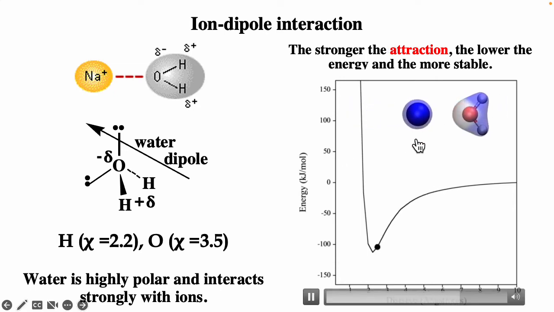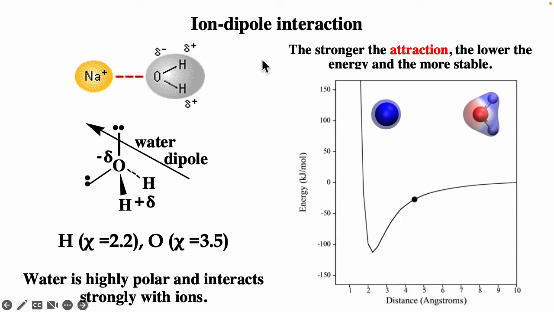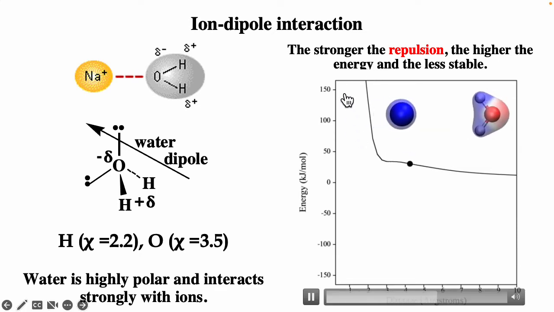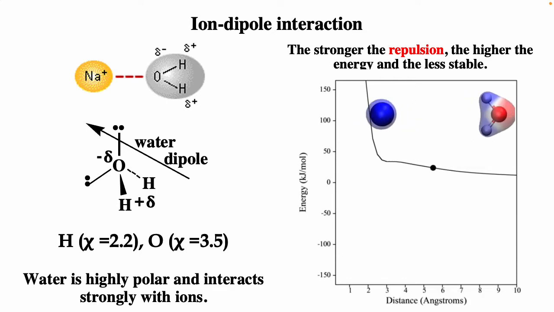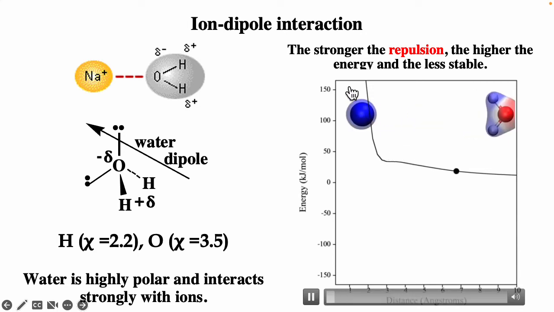And so again, you can see the sodium is going to be attracted to the oxygen side of the water molecule. As they get closer, it gets more stable. If they get too close, then it gets very unstable. Now, if we flip around the water molecule, we see that we get a repulsion between the sodium ion and the hydrogen side of the water molecule. Remember, the stronger the attraction, the lower the energy, the more stable. The stronger the repulsion, the higher the energy, the less stable. And so what we're seeing here is repulsion, and it's going to higher energy, and so it's less stable.